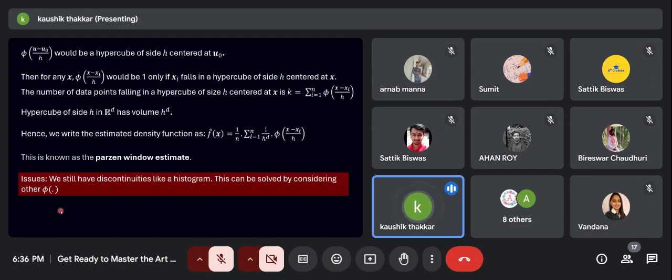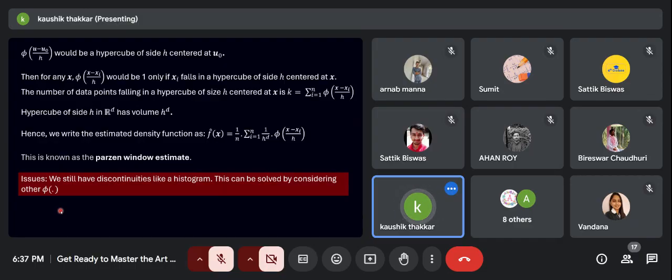This is known as a Parzen window estimate. But again, there are some limitations to this as well. The density function is basically a continuous function, right? So that has to sum up to 1, and that's greater than or equal to 0. Now there are many discontinuities if we try to estimate it like this.